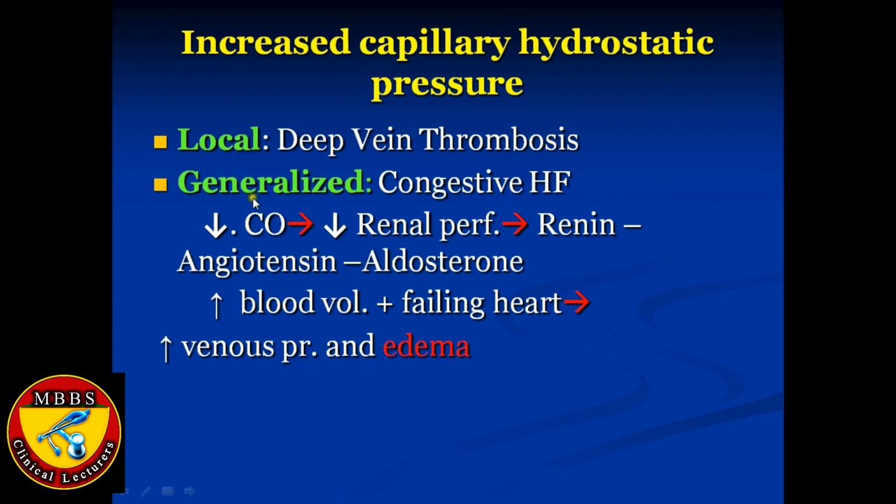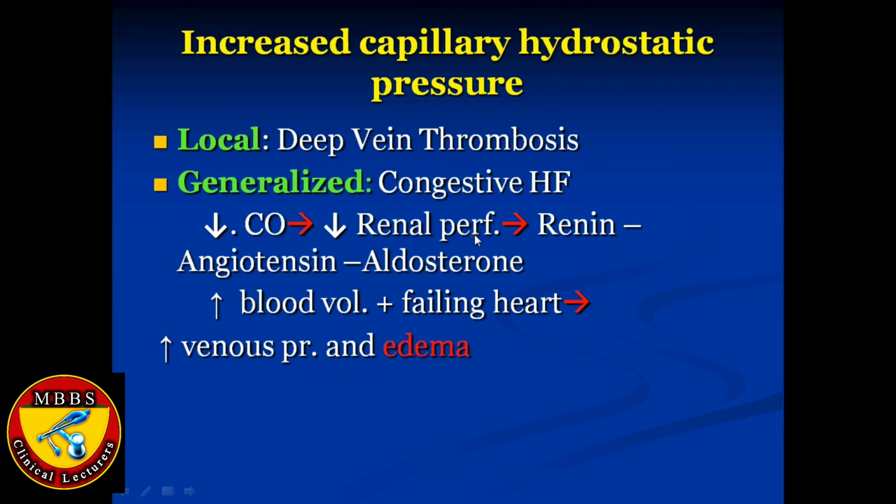Here we have when the cardiac output is decreased. In cases of congestive heart failure, as I told you, efficient contractions are not there, and the required amount of blood is not being ejected with each contraction of the heart. Hence, the cardiac output decreases. When the cardiac output decreases, the renal perfusion is also decreased. The blood going to the kidneys is decreased.